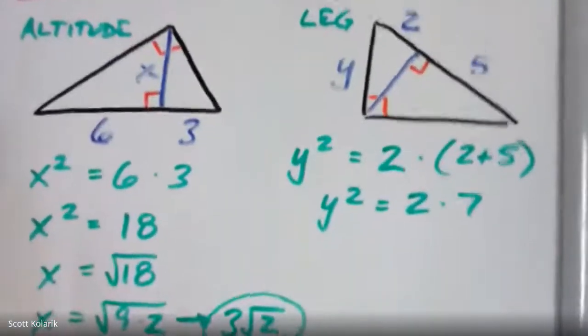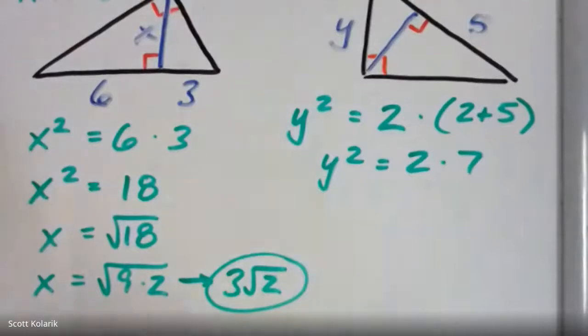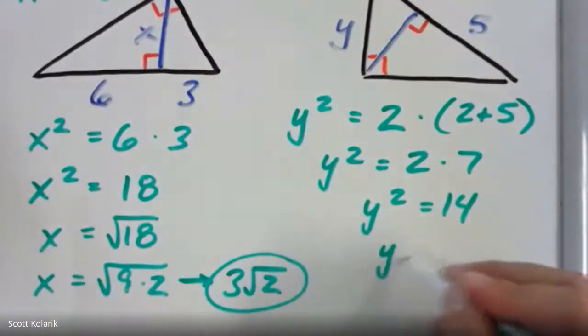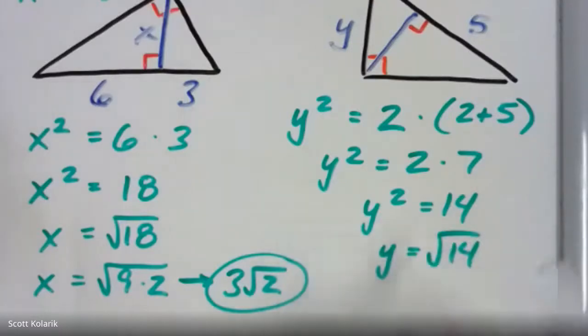And then just to finish it out, just like the last problem, 2 times 7 is 14. I take the square root of both sides. Y is equal to the square root of 14. I can't take the perfect square of 14. No perfect square actually goes into 14, meaning that this would be my final solution for that variable.